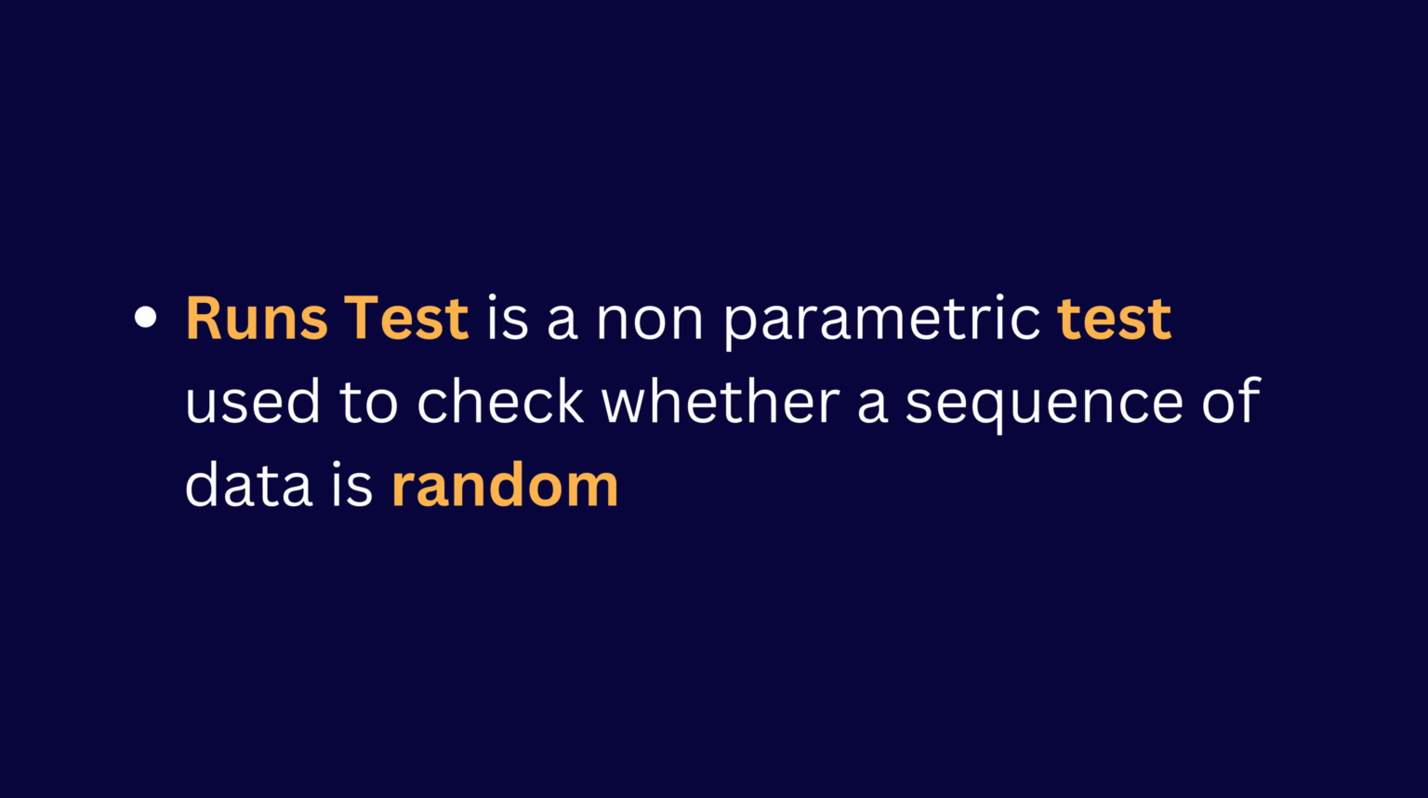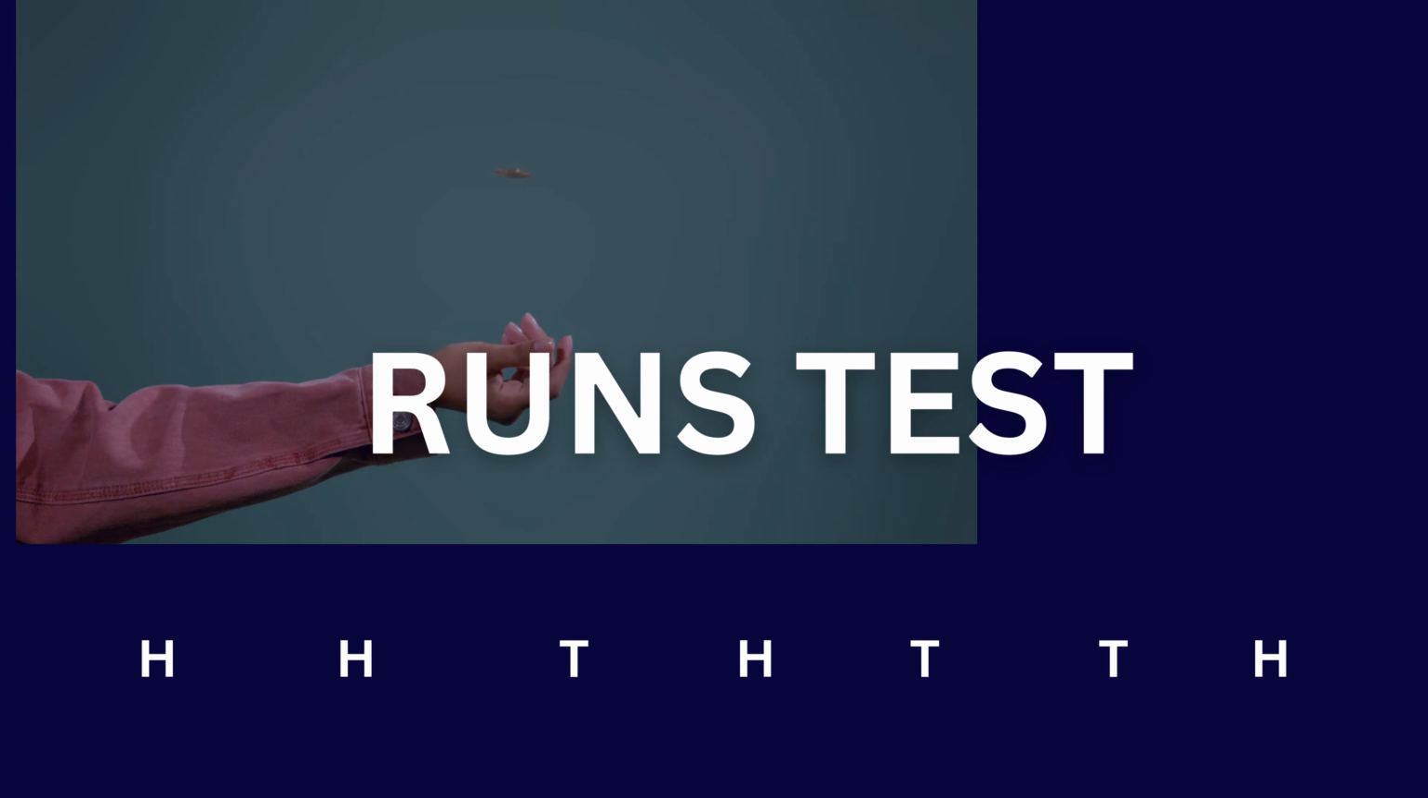So what exactly is the runs test? The runs test is a non-parametric test used to check whether a sequence of data is random. It's particularly useful when you have a binary sequence or a series of categorized data and want to test for randomness in their order. For instance, if you toss a coin multiple times and get a sequence like head, head, tail, head, tail, tail, head, you might wonder, is this sequence random or not? That's where the runs test comes in.